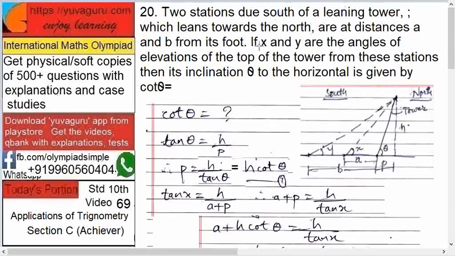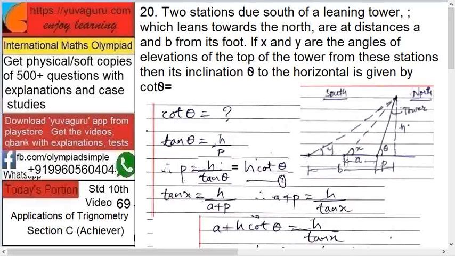First understand the problem. The words are confusing. See here, this is a tower. This is a leaning tower, right? Like you see in Pisa. Now this is leaning towards north, so south will be on the other side. Two stations due south means they are on the opposite side of the leaning tower, so they are over here.